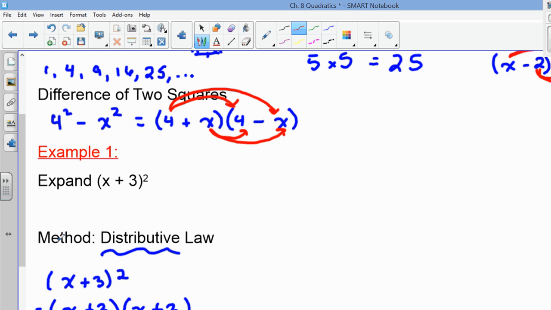Now I can take my arrows and distribute the x to this x and to the 3. I'm also going to distribute the 3 to this x and to the 3. So we've got x by x, which is x squared. We have x by 3, which is 3x. We have 3 by x, and then we have 3 by 3. So we get our final answer of x squared plus 6x plus 9. All right?